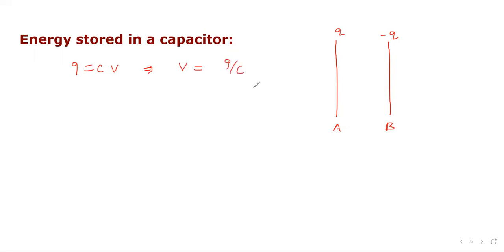Suppose we want to give further charge dq to this plate. This is a positively charged plate, and if positive charge dq is to be given, then there will be a force of repulsion. So against that repulsion, work is to be done, and that work is stored in the form of potential energy. So work done, we know that work divided by charge equal to potential. So from that concept, we can say small work done dW equals V times dq.